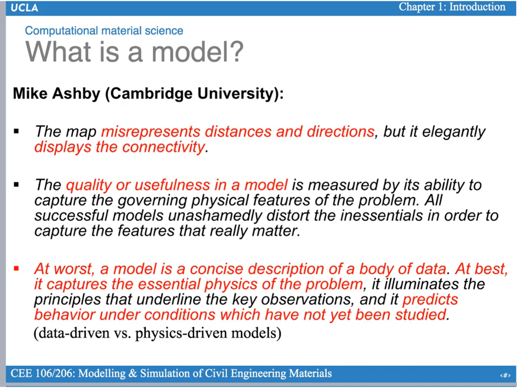So what makes a model useful or not useful is really its ability to capture the features that really govern the type of problem that you are trying to solve, and to filter out the rest. So a good model can be a very distorted representation of reality. Sometimes you can have a model that really misrepresents a lot of the features of reality, but as long as it captures the features that really matter for a given problem, then that can be a good model.